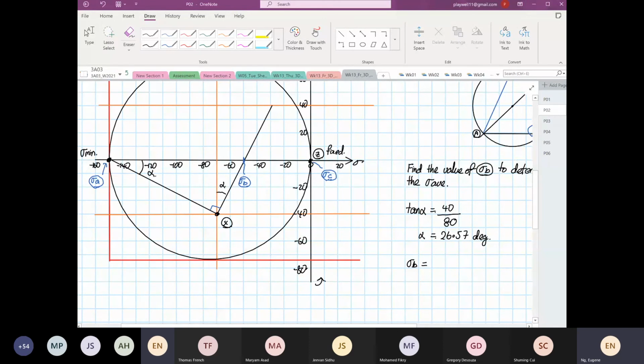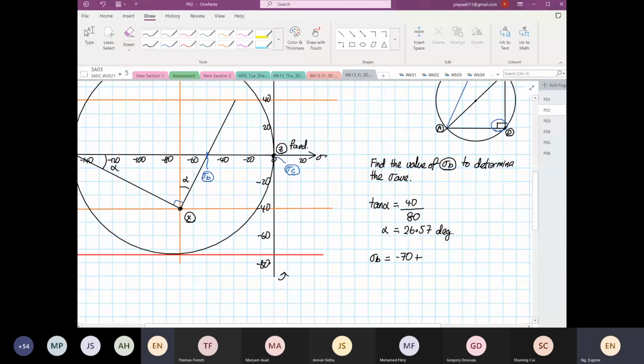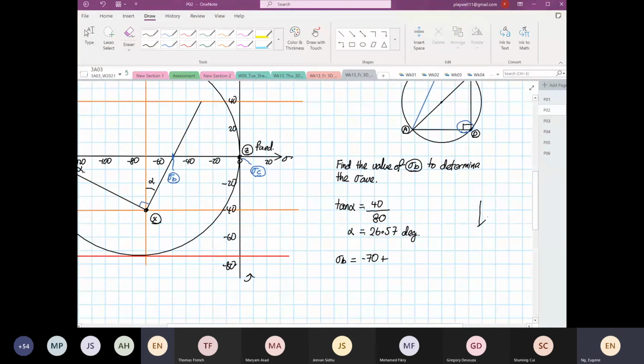So position of stress B is equal to minus 70 plus, so this is 40 divided by tangent 26.57. Let me see if this is right. Oh, no. I think this is wrong. Wait. So I need to do some side work, okay?